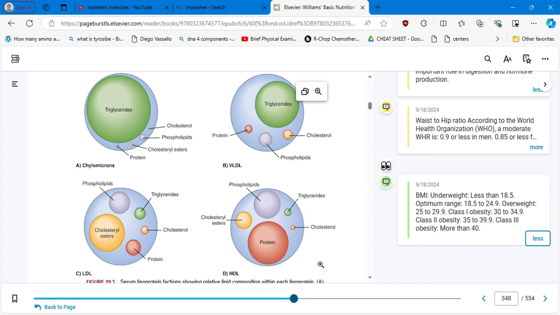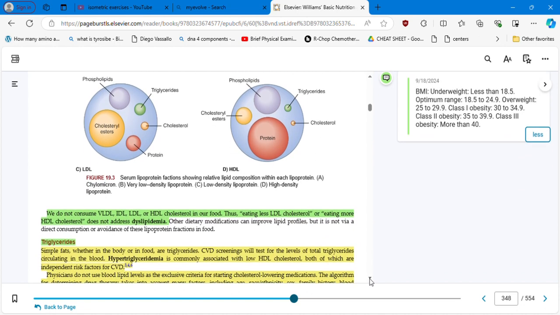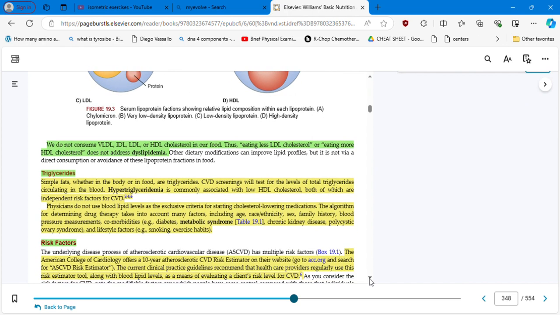In your HDL, look at the amount of the protein. It's huge versus the triglycerides, the cholesterol, and the other components. So that's why we need to eat good protein, lean protein, and reduce the amount of saturated fats. We do not consume VLDL, LDL, or HDL. Thus, eating less LDL cholesterol or eating more HDL does not address the dyslipidemia.